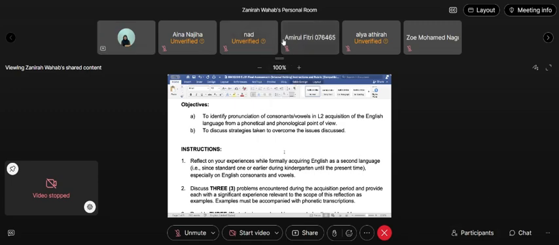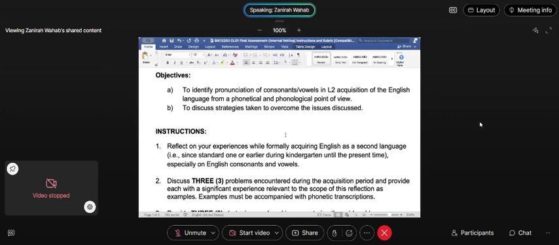When you want to identify these pronunciations, the differences or the similarities, usually the similarities we don't take into consideration, because if it is similarities, then there are no strategies, or it doesn't pose any problems, right? So the second objective is to discuss strategies taken to overcome the issues discussed. So any issues that you have.